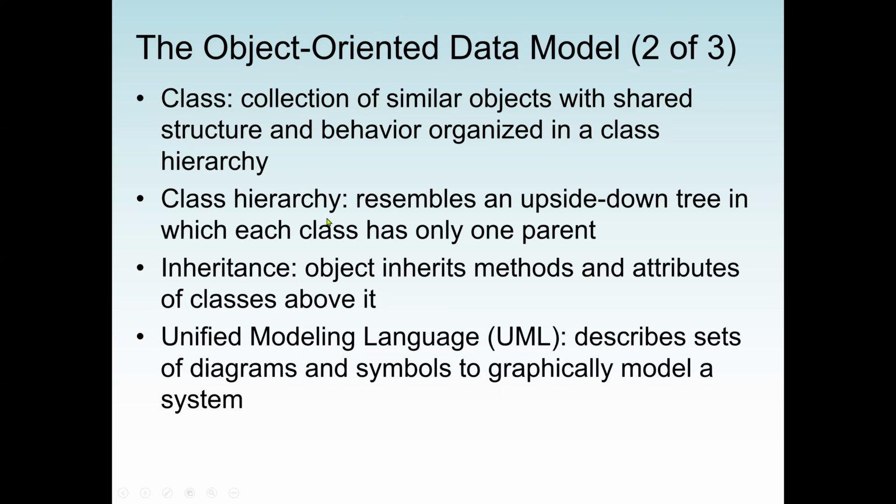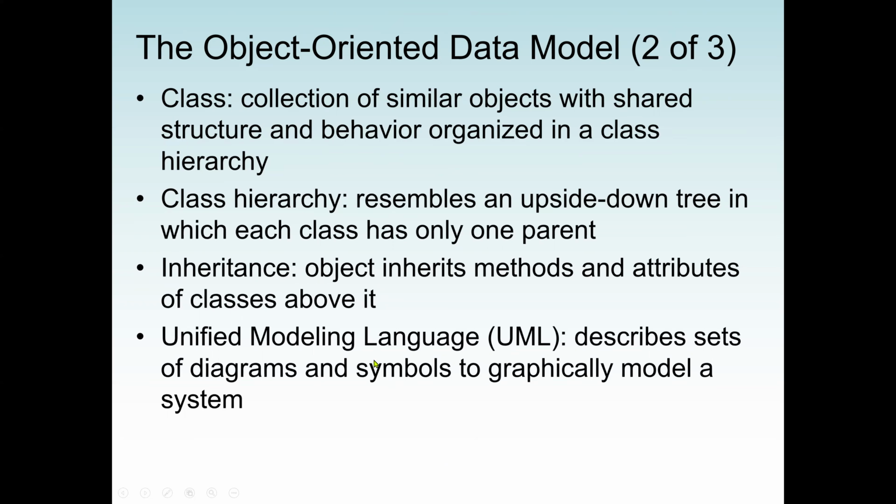So class hierarchy is again the resemblance of an upside down tree in which each class has only one parent. And the concept of inheritance means one object can inherit methods and attributes of classes above it from its parent. And also Unified Modeling Language, UML, describes a set of diagrams and symbols to graphically model a system. And we have different types of diagrams. Here we are discussing only the class diagram.